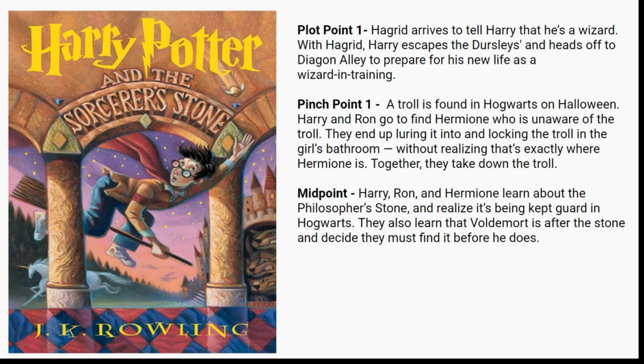We begin at plot point 1, where Hagrid arrives to tell Harry that he's a wizard. With Hagrid, Harry escapes the Dursleys and heads off to Diagon Alley to prepare for his new life as a wizard in training. In pinch point 1, a troll is found in Hogwarts on Halloween.